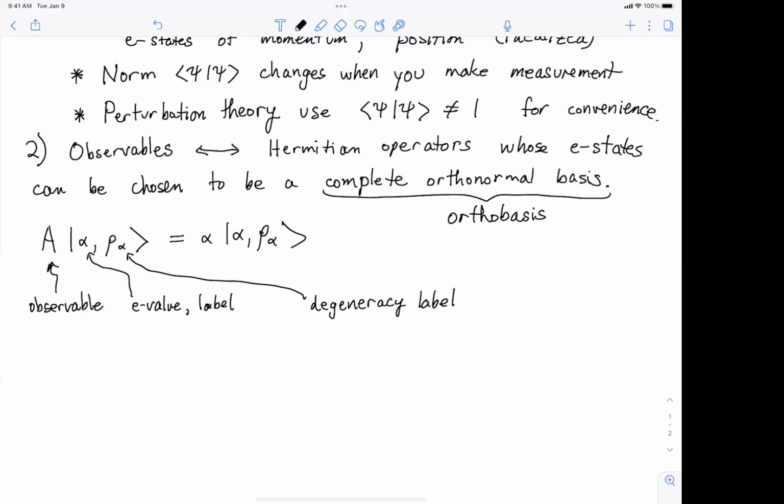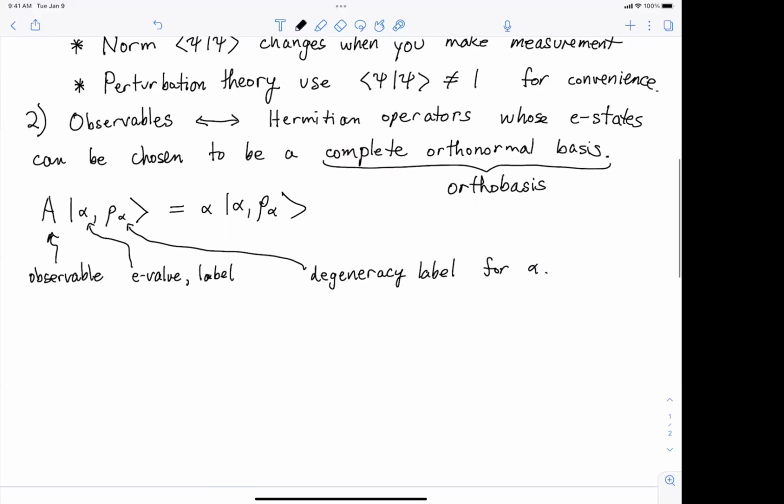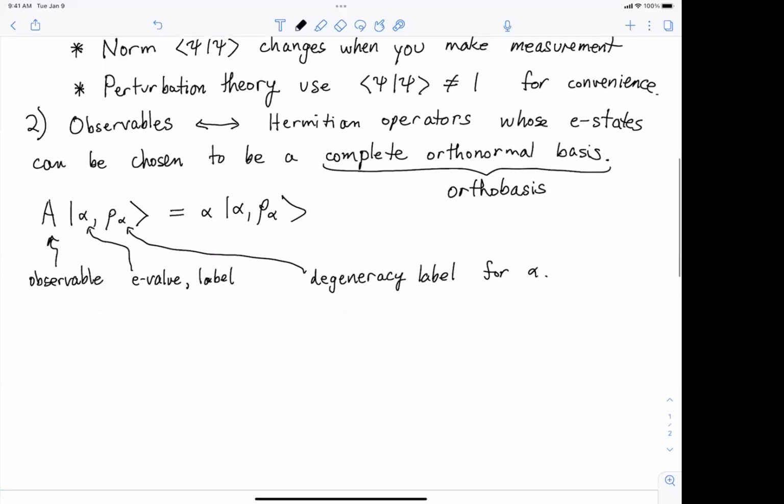And there's going to be a different degeneracy label for each alpha, for each eigenvalue. Now, it might be that some of the eigenvalues are degenerate and others aren't. That's a very common situation. So some of the alphas won't need a degeneracy label, but others might. So those are the eigenstates.